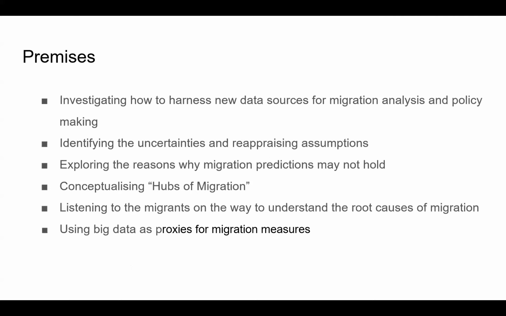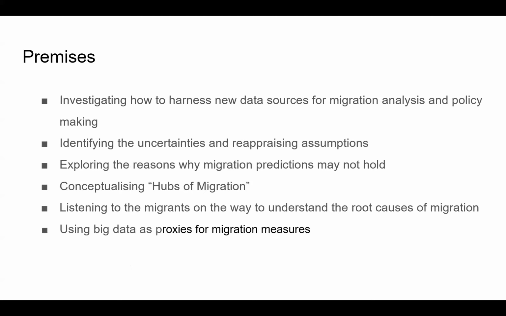How do we harness new data sources for migration analysis and policymaking? How can we identify uncertainties and reappraise assumptions that are important for particular data sets? Can we explore the reasons why migration predictions may not hold? Because we create these prediction models, but every unique situation brings a bunch of unique factors that are not in any model that is pre-trained.